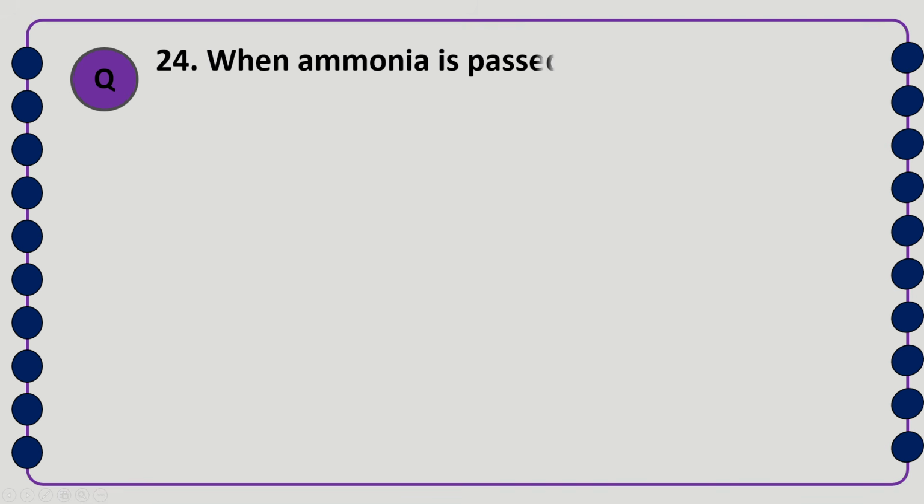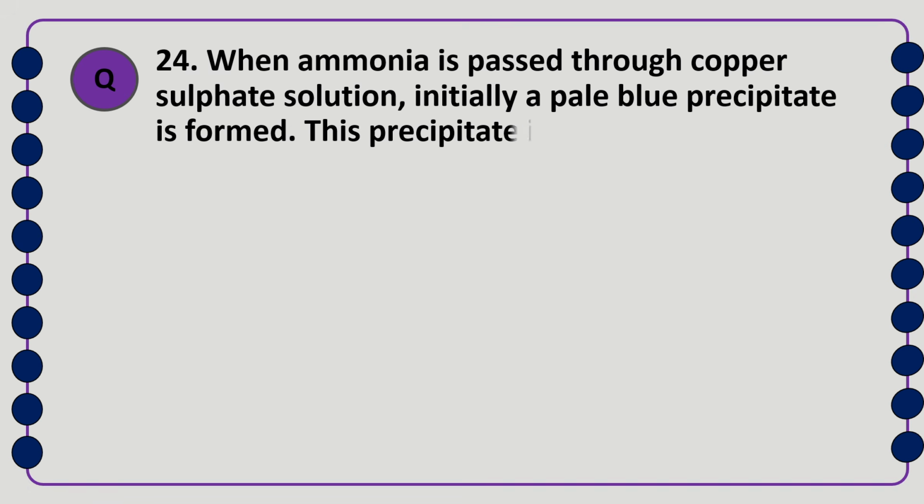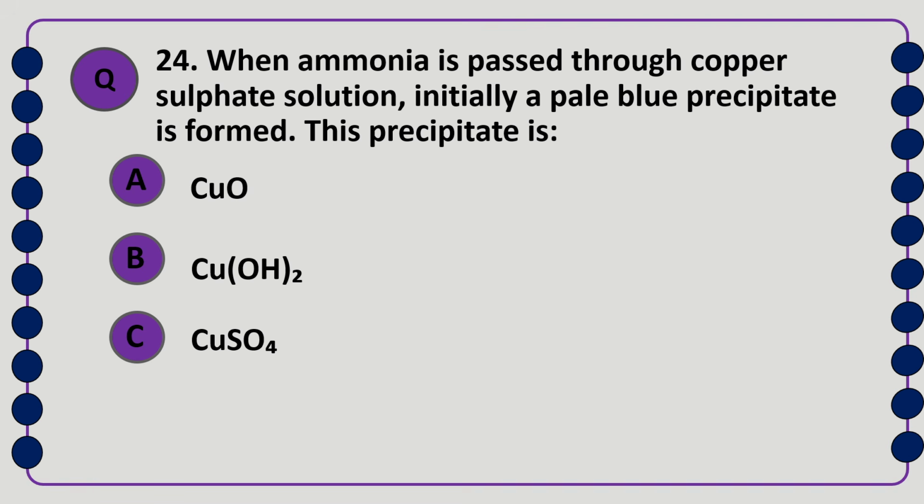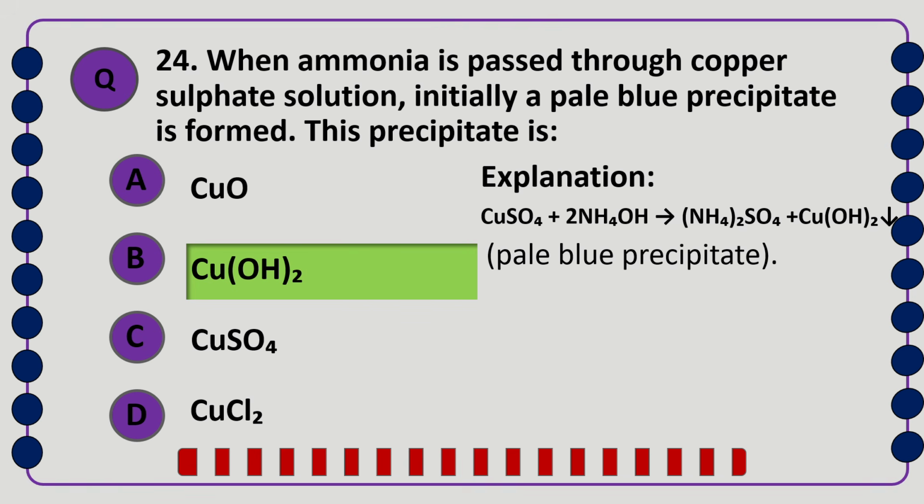Question number 24. When ammonia is passed through copper sulfate solution, initially a pale blue precipitate is formed. This precipitate is copper oxide, copper hydroxide, copper sulfate, or copper chloride. The correct option is copper hydroxide. Copper hydroxide is an insoluble salt which is blue in color. It's a test for identification of cation copper. Let us move to the next question.